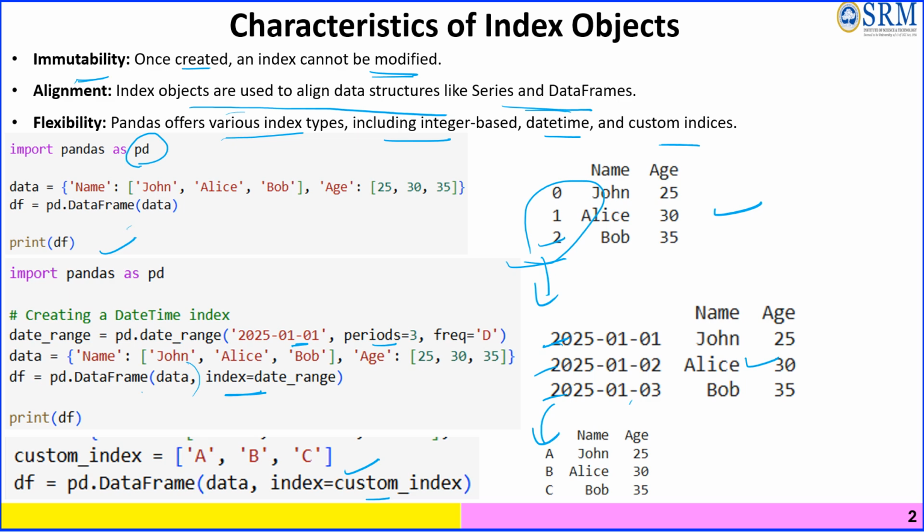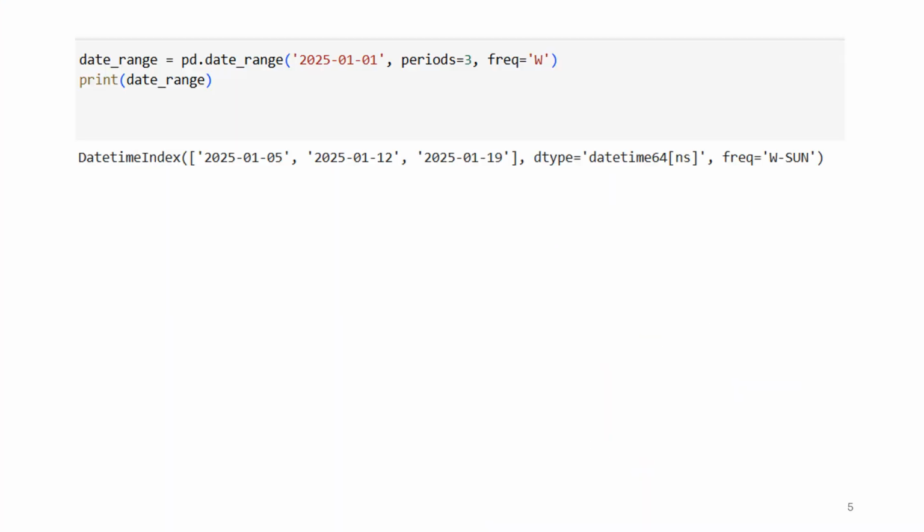So here it's given that pandas has various index types, including integer based. So this is integer based, and the next one is datetime, and the next one is custom indices, for which we have seen the example. So let's see one more example.